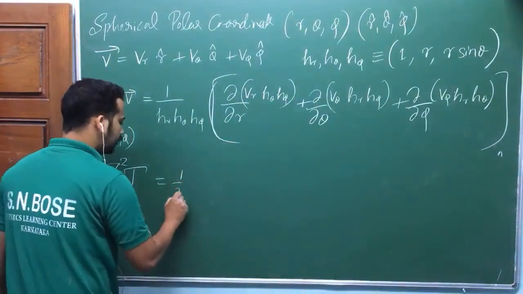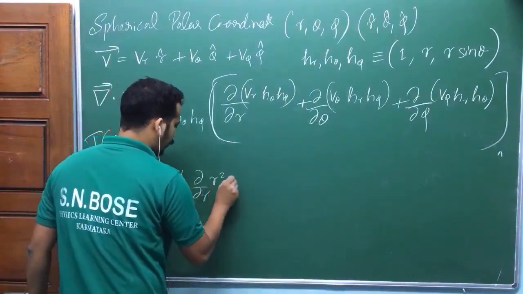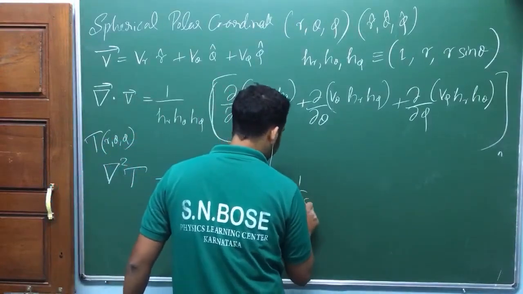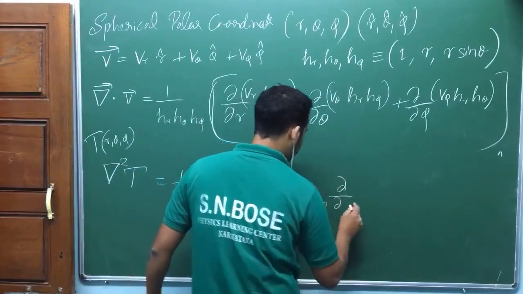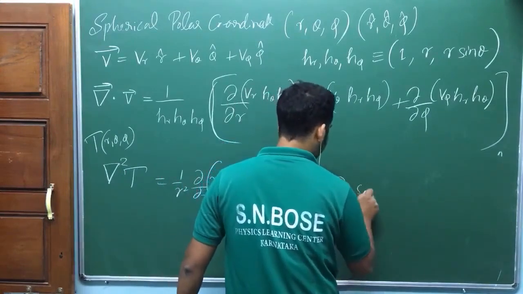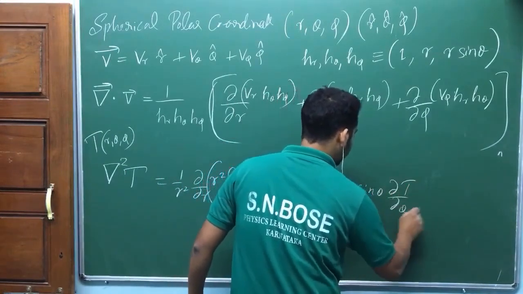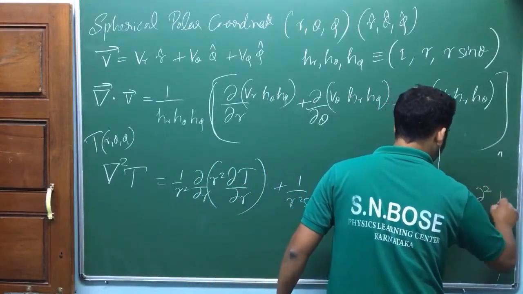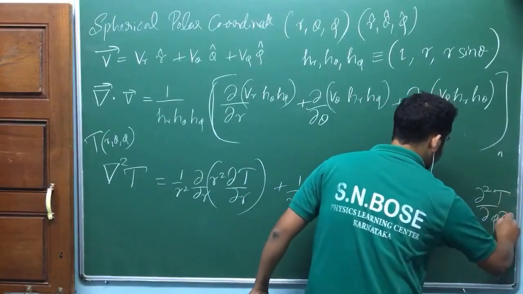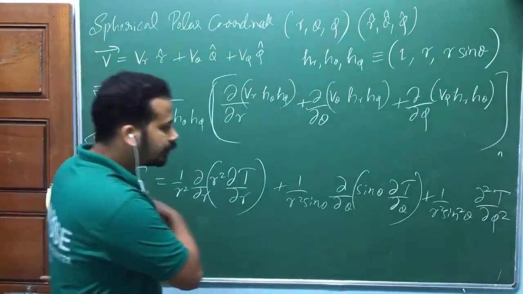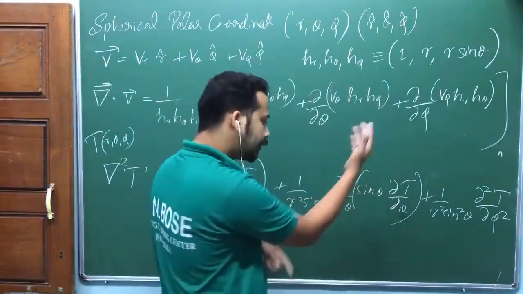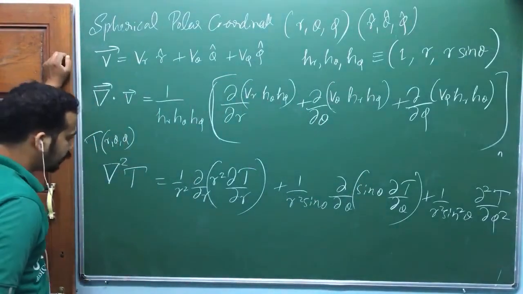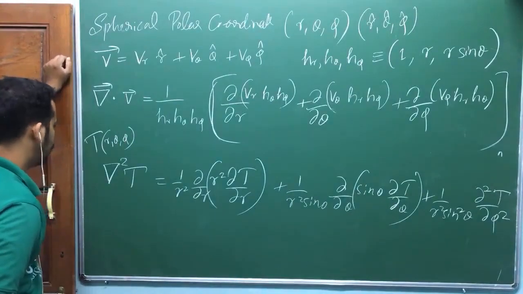That's equal to 1 by r square ∂/∂r of r square ∂t/∂r, am I right? Check this out. Plus 1 by r square sin theta ∂/∂theta of sin theta ∂t/∂theta, am I right? Anyone? Check this out. Plus 1 by r square sin square theta ∂²t/∂phi². Now you better remember this one, because writing in this format and then converting is too time consuming. That's what I felt. And that's your choice again. If you forget, I think you can do it like that.